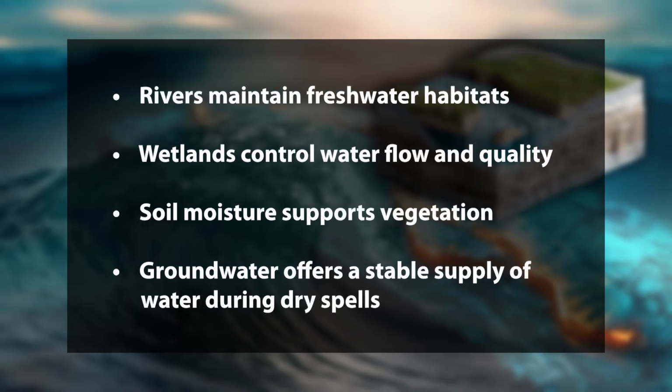The hydrological cycle is vital for the functioning of ecosystems. Regular and consistent water availability is essential for plant growth, nutrient cycles, and biological productivity. Rivers maintain freshwater habitats, wetlands control water flow and quality, soil moisture supports vegetation, and groundwater offers a stable supply of water during dry spells. Ecosystem resilience, biodiversity, and health are all directly affected by changes in the hydrological cycle.